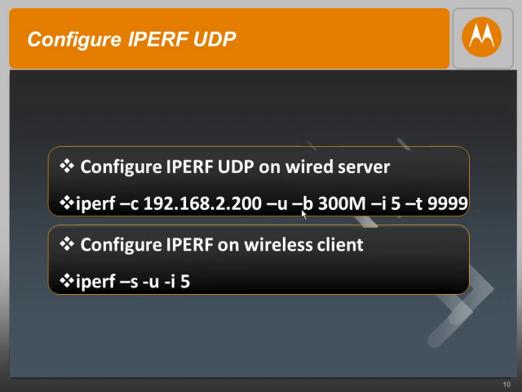The channel does not support 300 megabits of actual throughput or data. However, we are trying to push the limit and see how much can be delivered to the client. We do expect to see at least over 200 megabits per second on a client. On the wireless client, we're just going to have the iPerf server with a -U option, indicating that it is going to be listening on the UDP port.